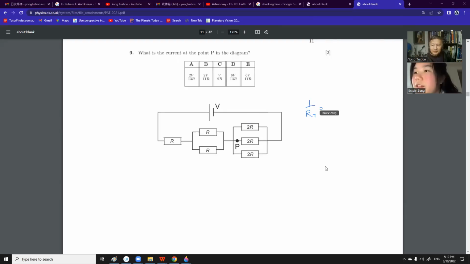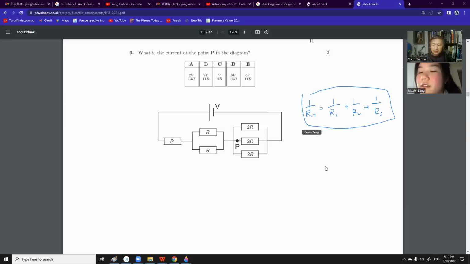Is this parallel? Some are parallel. The three 2R are in parallel, and the 2R are in parallel, but as a whole, they are three equivalent resistors in series. Is this equation for parallel? Yes, that's right, for parallel.